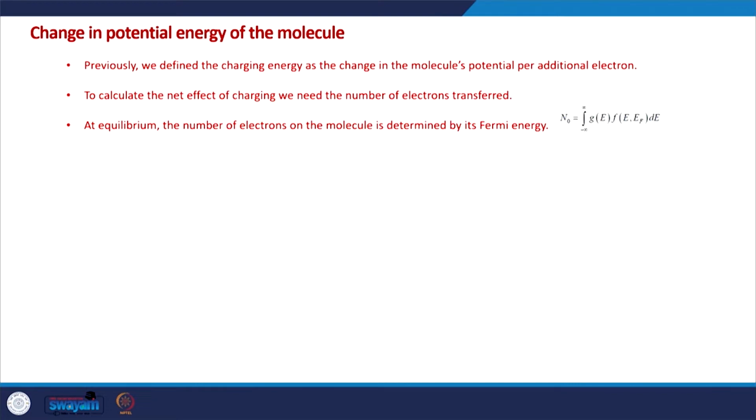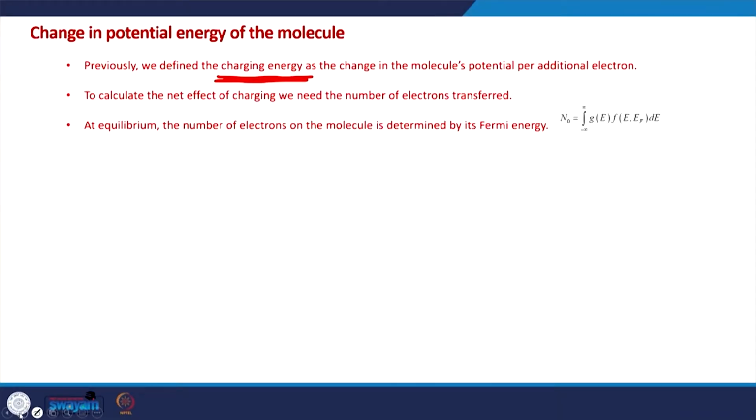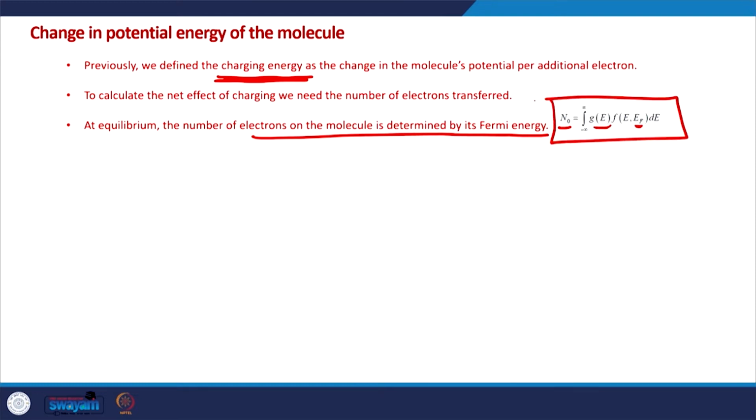Okay. So as we discussed in the previous class, the change in the potential energy is because of two components. One is the charging energy, which is the electrostatic component, and second is the state filling, which is because of the change in the number of electrons on the system. So if at equilibrium the number of electrons on the molecule were n naught, which is governed by the equilibrium Fermi level of the system, EF, and the density of states of the system. So this is the equilibrium number of electrons on the quantum dot or on the molecule.